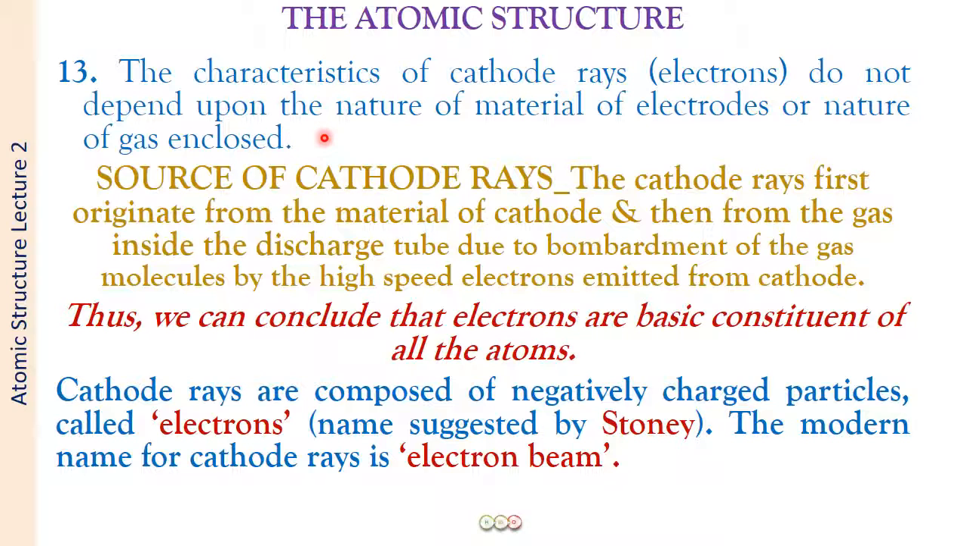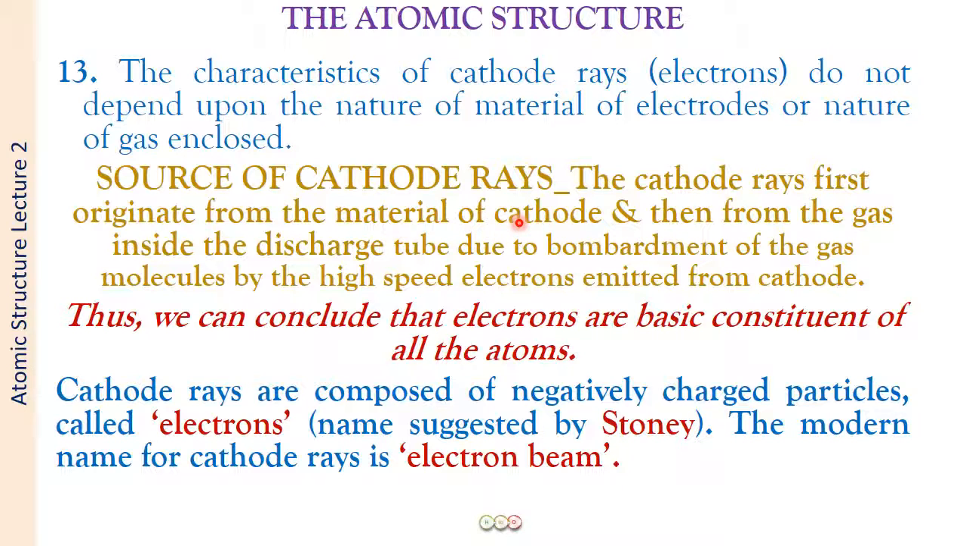Now, doing all this, probably you must have thought, where are these cathode rays coming from? What is the origin of these cathode rays? What is the source of these cathode rays? Well, the cathode rays, first of all, originate from the material of the cathode, that is the material of the negative electrode, which is attached to the negative terminal of the voltage generator.